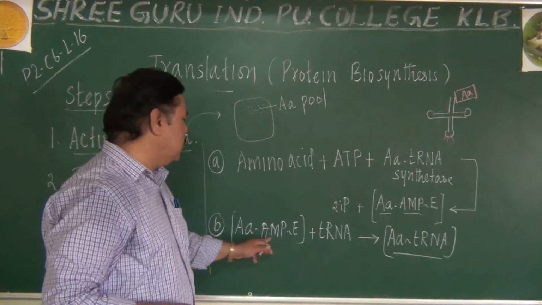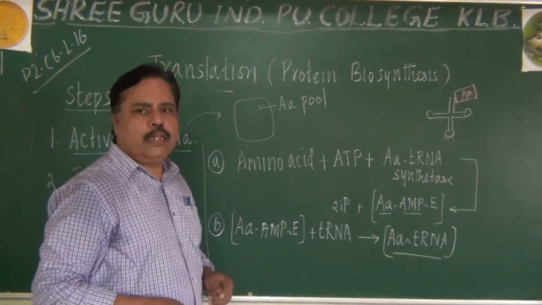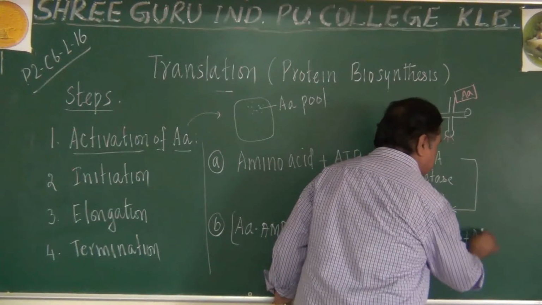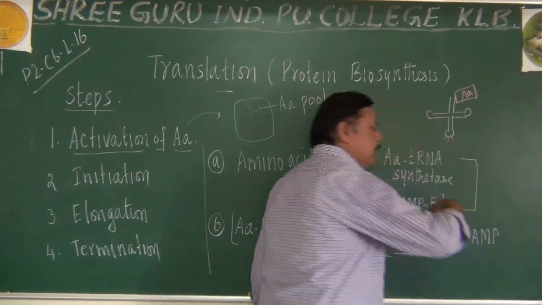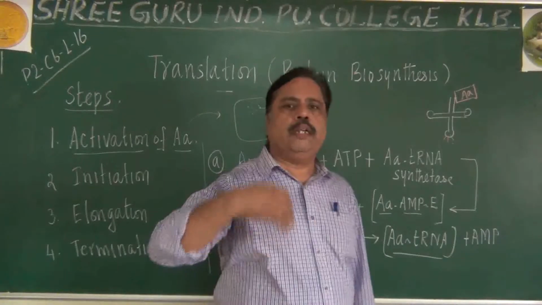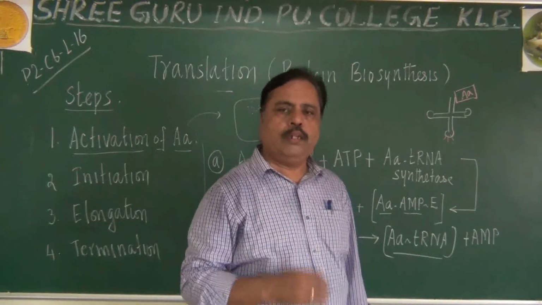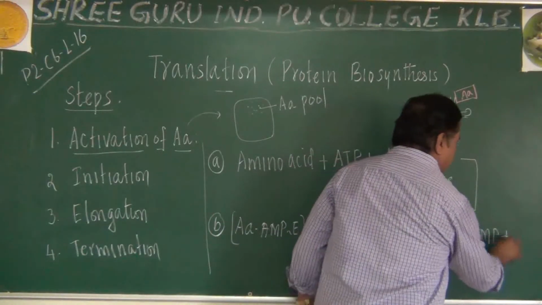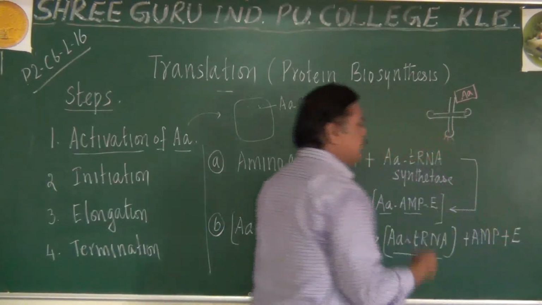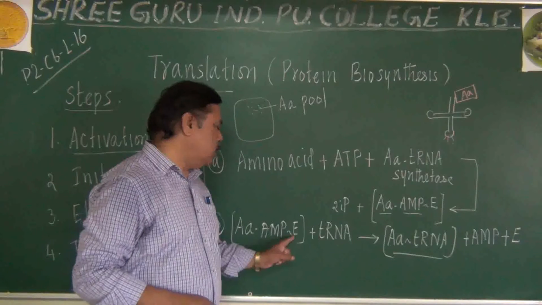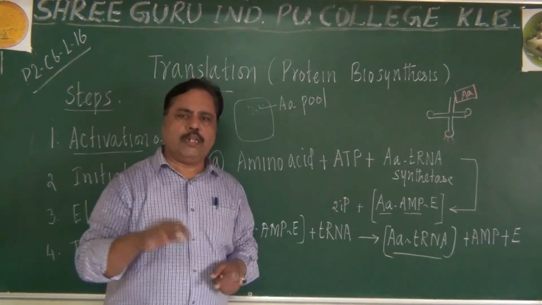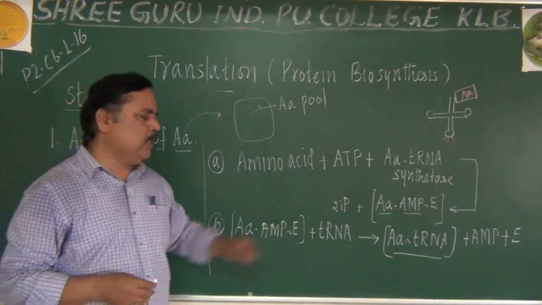So then what is the work of AMP and enzyme? This AMP will be released as a byproduct. It will go out and once again it will become ATP molecule. That is a different aspect. In addition to that, the enzyme will also be recycled, it can be reused. It is a catalyst. Catalyst does not take part in the reaction, it will be released.